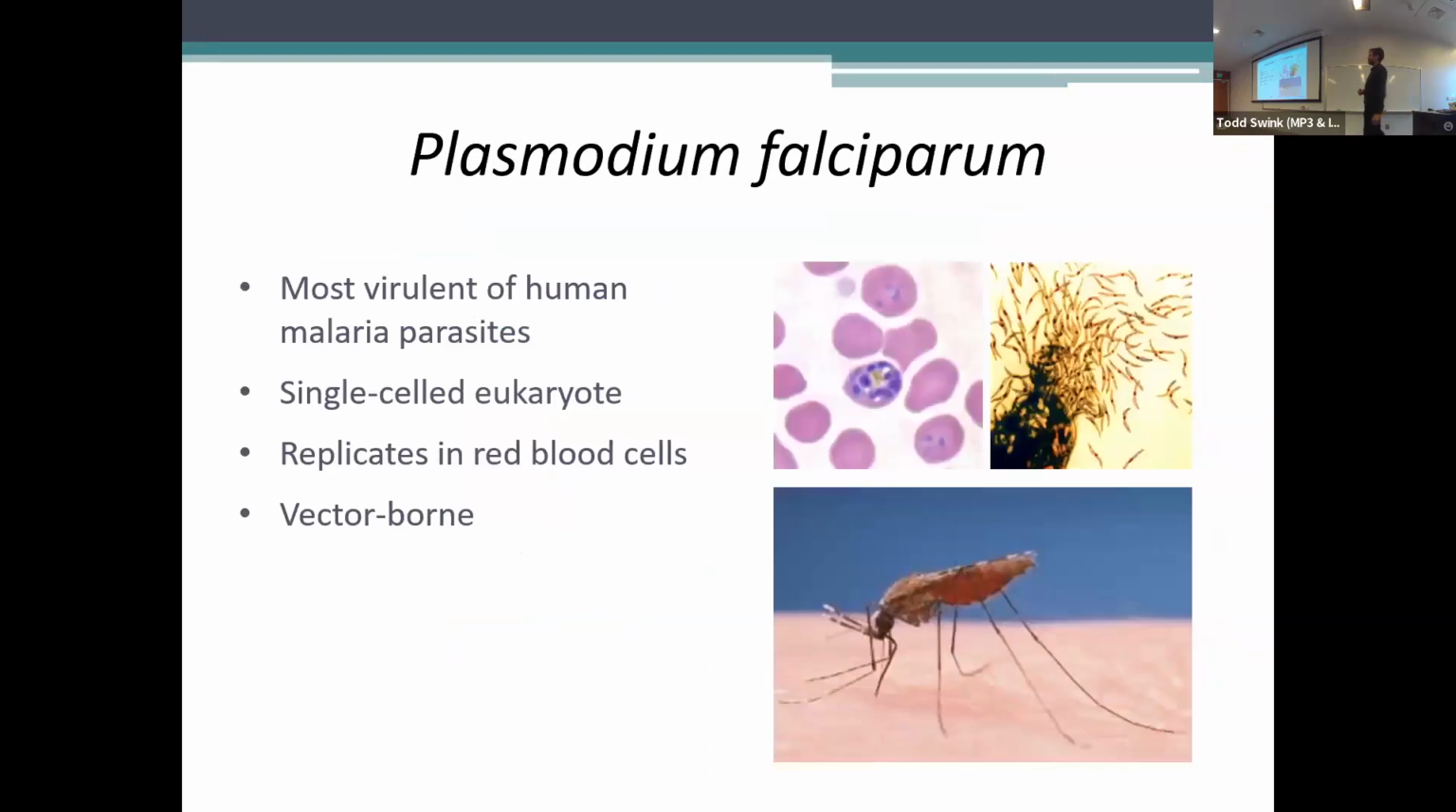The project focused on Plasmodium falciparum. There are multiple species of malaria parasites, and this is the most devastating one, the most virulent, and the most common around the world. That's what we focused on. It's a single-celled eukaryote, it replicates in red blood cells in humans, and it's vector-borne.